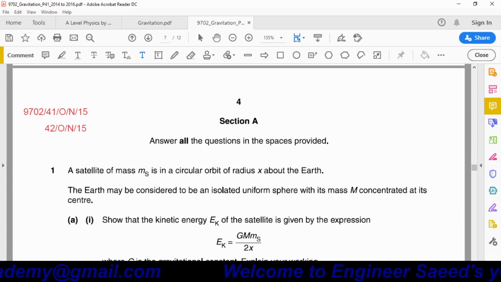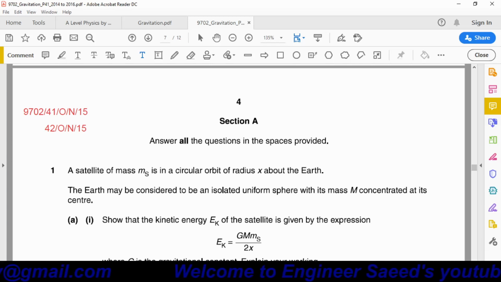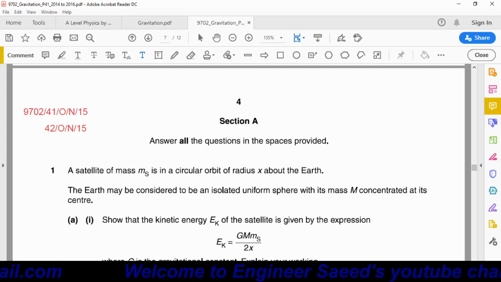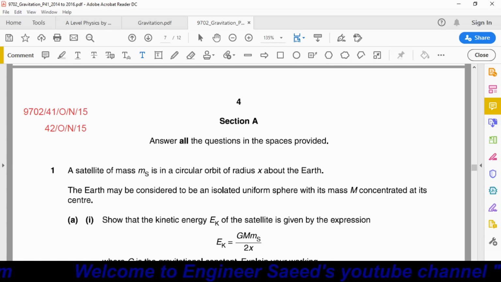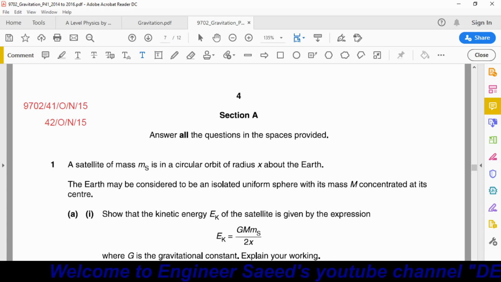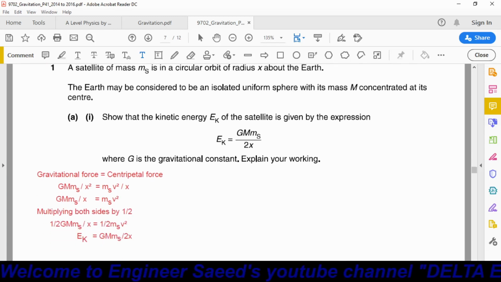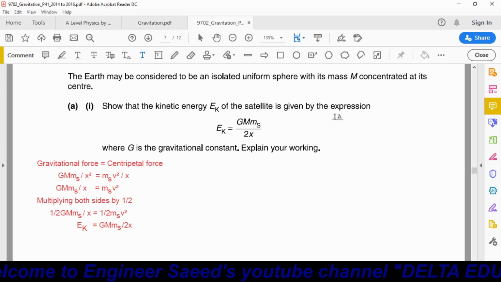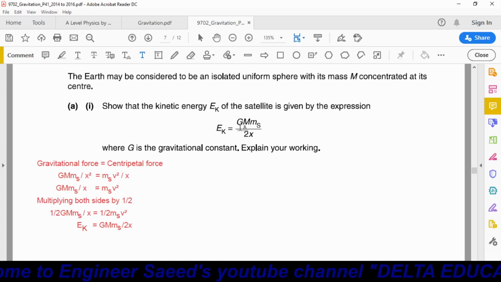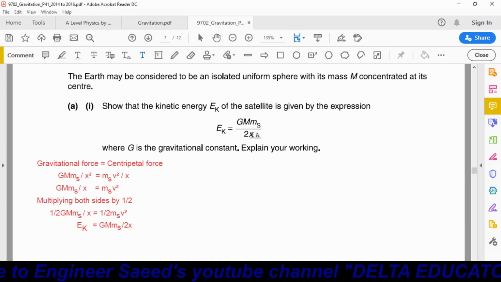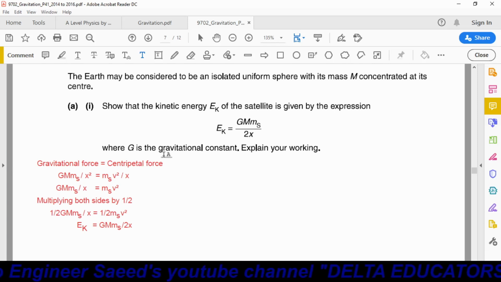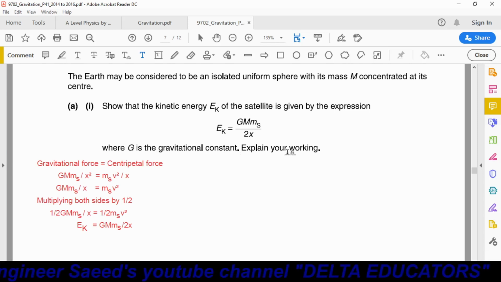Next question, 41 October November 15, and the same question is repeated in variant 42 October November 15. A satellite of mass ms is in a circular orbit of radius x about the Earth. The Earth may be considered to be an isolated uniform sphere with its mass M concentrated at its center. Show that the kinetic energy Ek of the satellite is given by the expression Ek is equal to G capital M small ms over 2x, where G is the gravitational constant. Extraneous working.